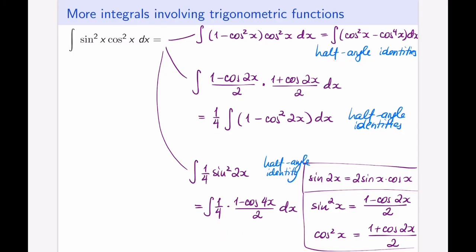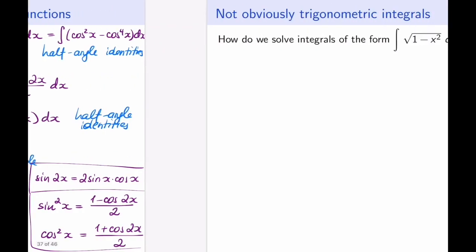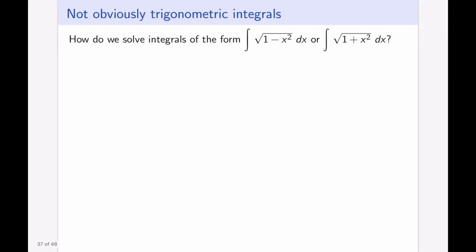I recommend that you go through the first two and maybe the third calculations to the end, just to make sure that you can actually carry them out procedurally. Now, the next thing we're going to talk about is what I call not obviously trigonometric integrals.